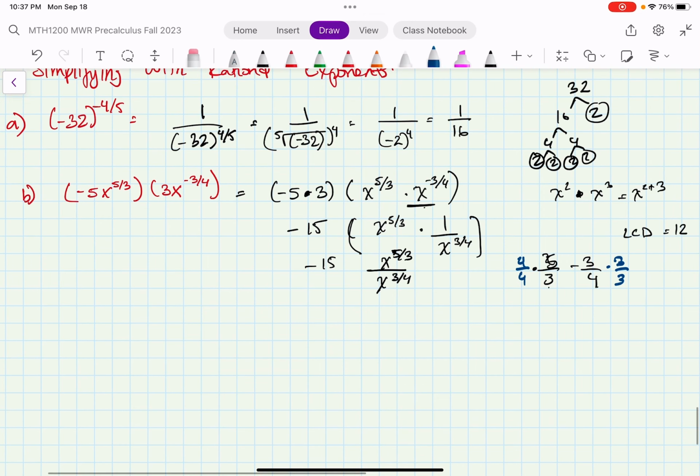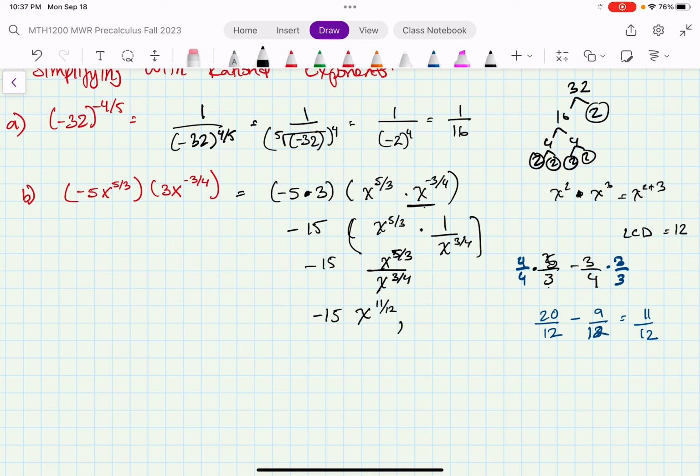So that gives me 4 times 5 is 20 divided by 12, minus 3 times 3 is 9 over 12. So 20 minus 9 is 11, 11 over 12. So for this problem, that gives me negative 15 times x to the 11 twelfths, okay? And you're almost done.